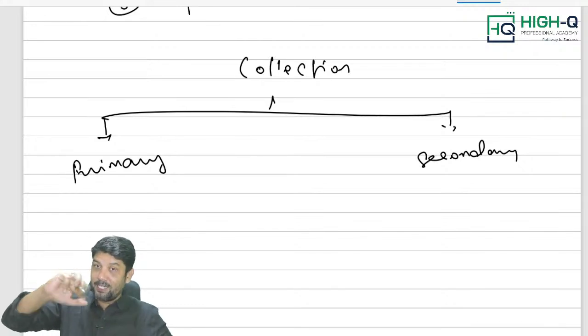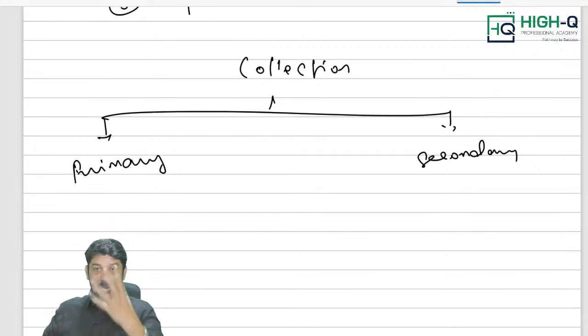But between collection and classification, there is one more important step. After collecting the data, we have to check whether the data is authentic or not. That is what we call scrutiny.